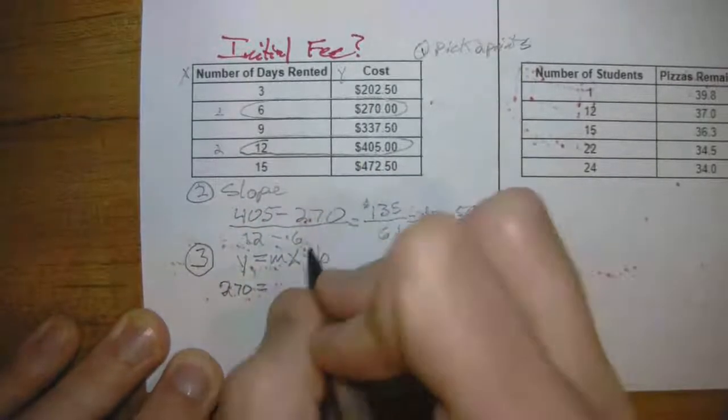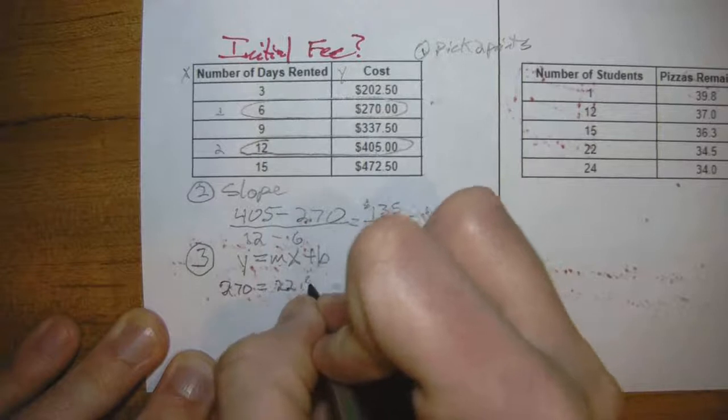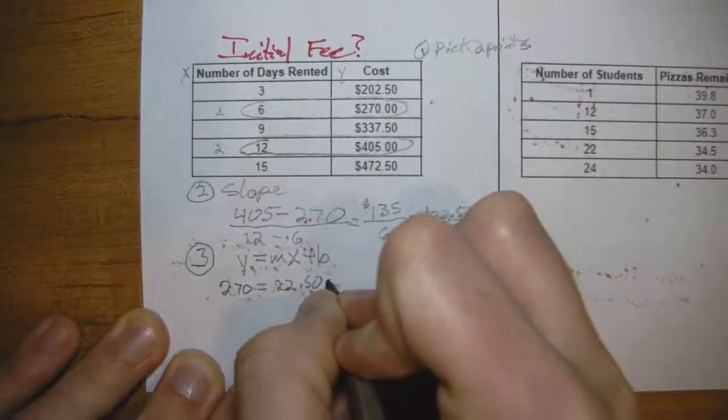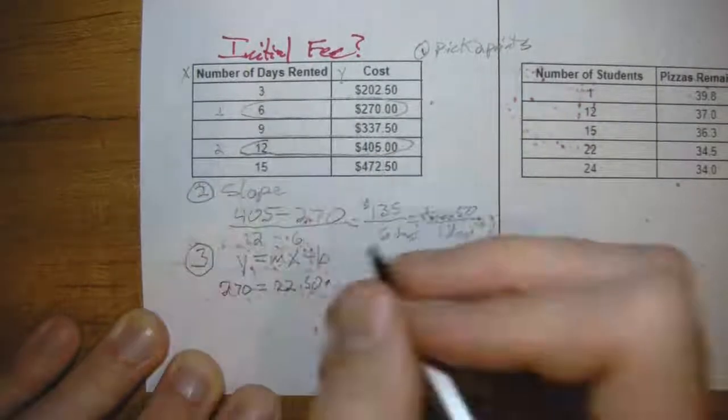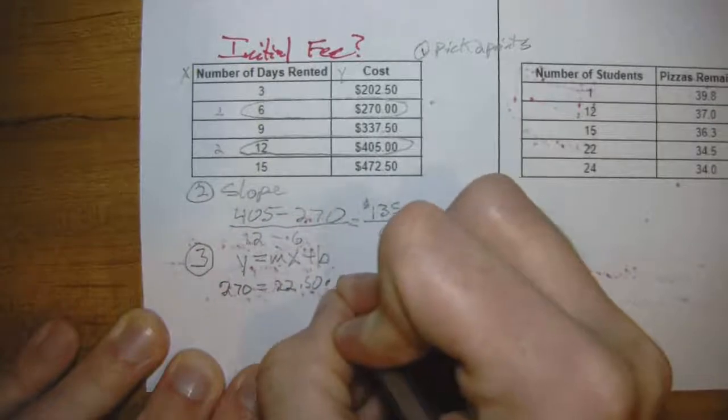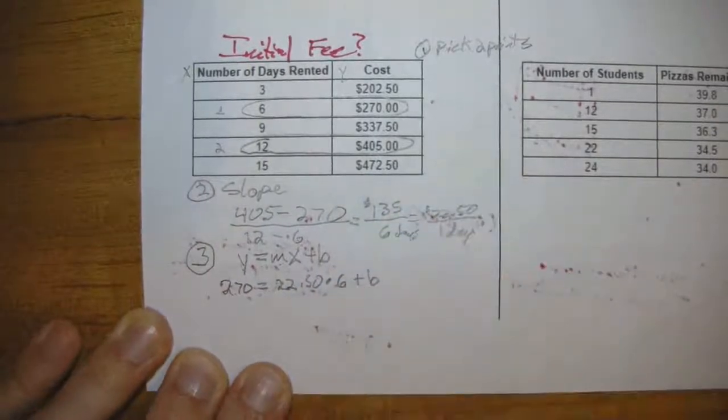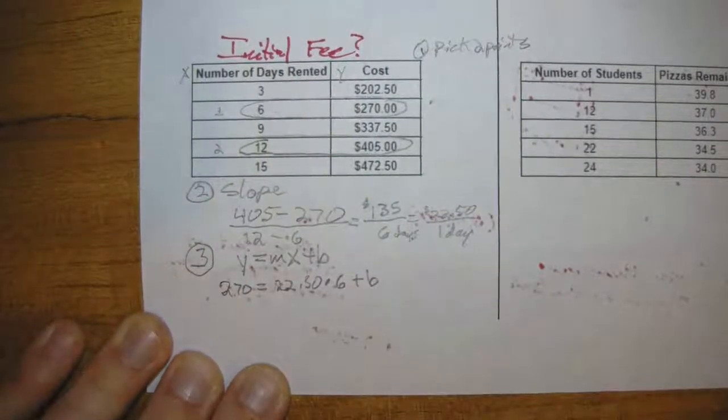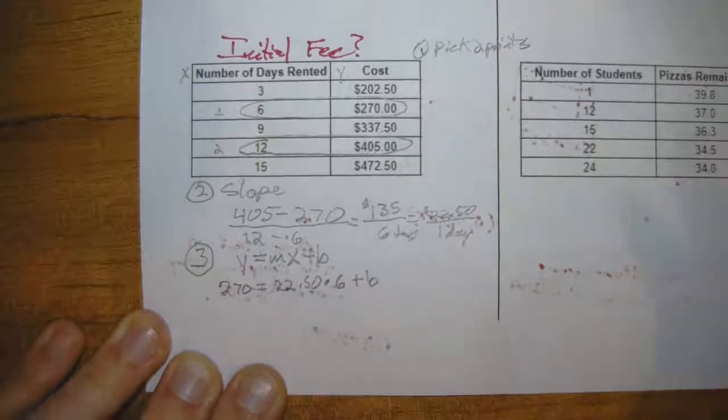The m we just found is $22.50, and we're going to multiply that by x, in this case 6, plus b. Remember, we said in this case we're going to have some sort of initial fee, some dollar amount that they're going to make us pay up front before we ever catch a glimpse at that rental car, that leaf blower, whatever it is we're renting.